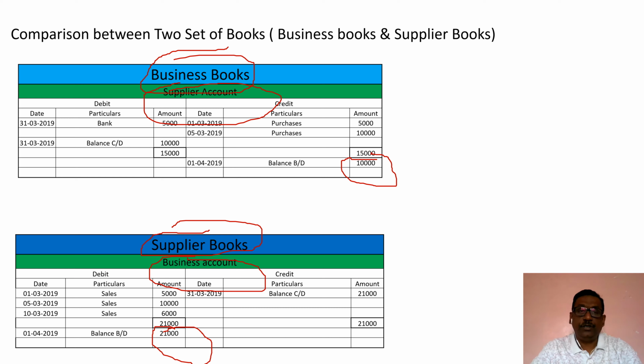So the first point says comparison between two sets of books. One set of books is our books, the business books, and the other set is the supplier books. I am comparing these two books to reconcile, to understand whether the balances are matching or not. Clear? Let us move on to the next.